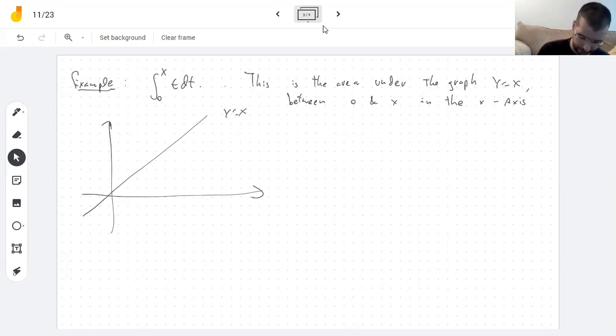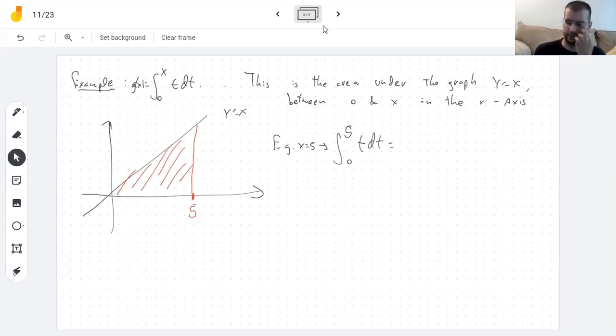So if you have a particular point x here, say you have the point x equals 5. I know how to do this integral without doing Riemann sums. If x equals 5, well, the area under this graph is a triangle, the graph is a line. And it has base 5.